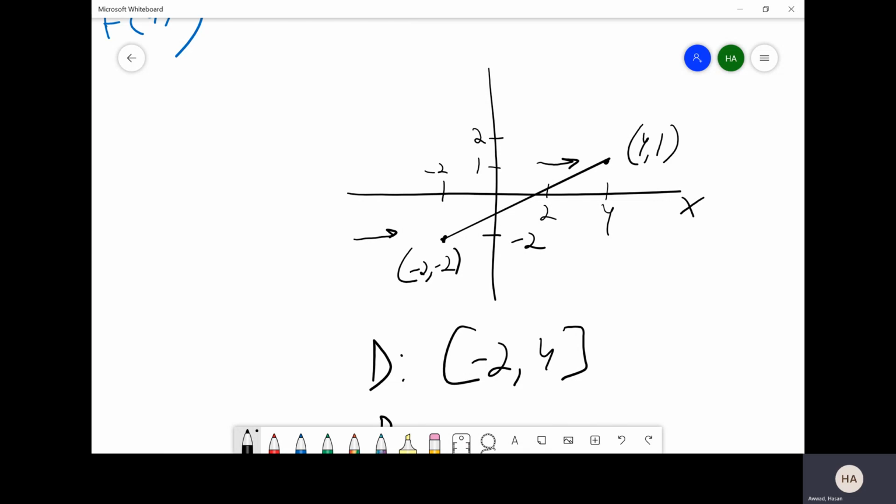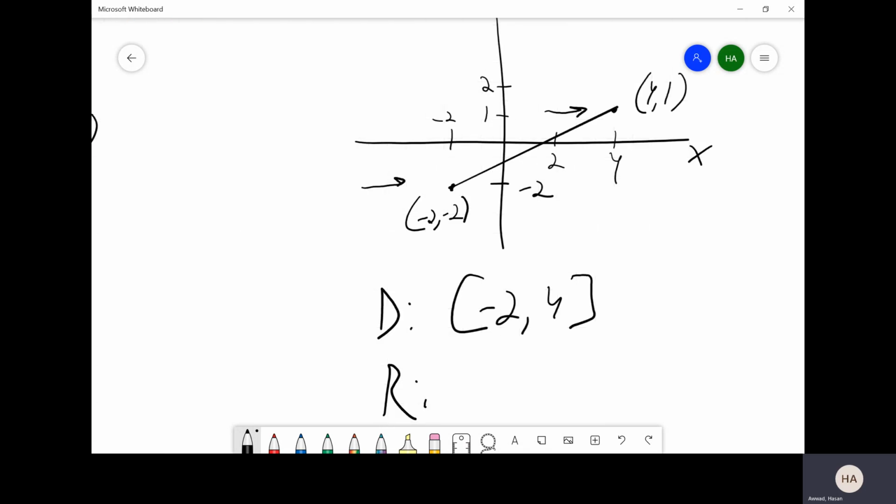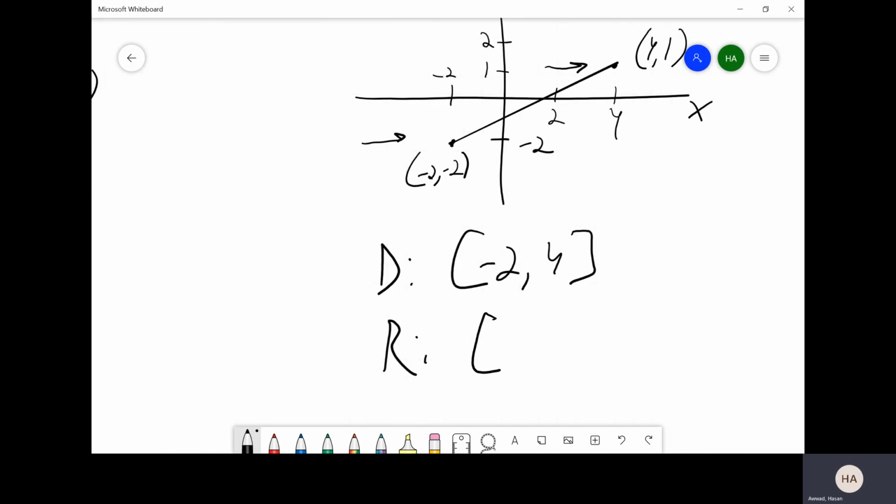Once we hit 1 on the y-axis, notice that this stops going, right? This is a line segment. It's stopping at the point (4, 1). It's not going on forever. If it was going on forever, this would impact our range. But for right now, that's not our example. It's stopping at the point (4, 1). So that means that our range is from -2, it's also starting at -2, and it goes up until we hit 1. And once we hit 1, we're done.